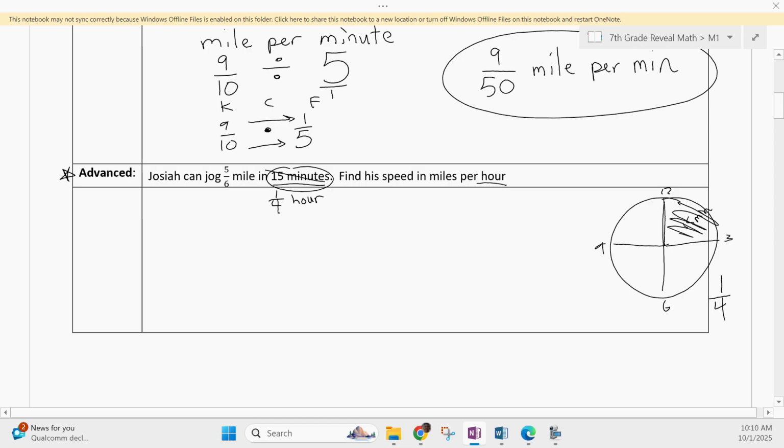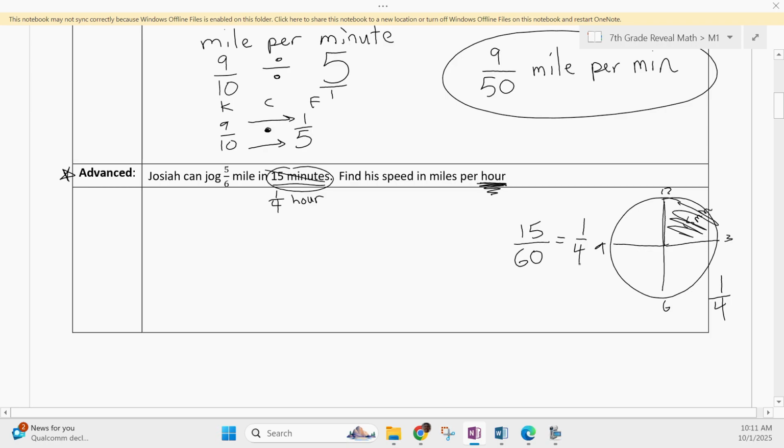Because why do we know that? We have to get hours because they asked us to find the rate in miles per hour. Now, another way you can do it is say a whole hour is 60 minutes, and you put 15 over top, right? So we have 15 out of 60 minutes, and that would simplify also down to 1/4. So 2 ways to do it, right? Think of it on a clock and look at the sections, or simplify it like that.